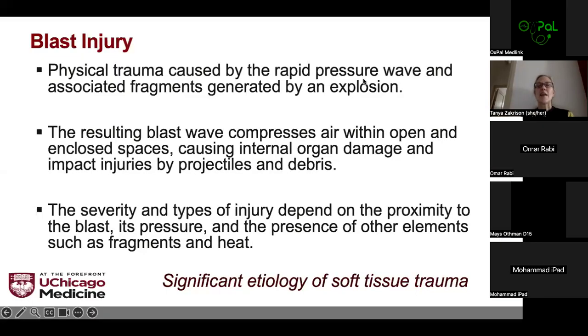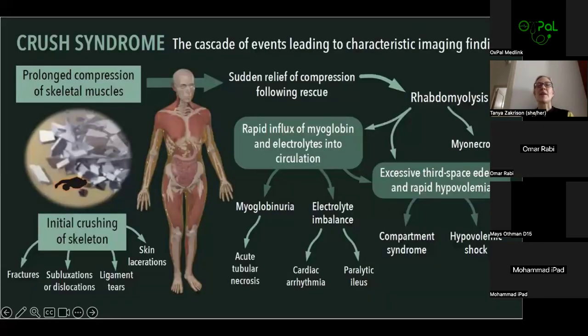So any questions about that? Just going back to crush syndrome. Have any of you seen it? Yes, Omar, go ahead. I have one question. I've read about crush syndrome, and they said that it has a very poor prognosis because there's an influx of electrolytes that may lead to sudden death. So if I have a crush syndrome, what would be the perfect step? Do I amputate or not?